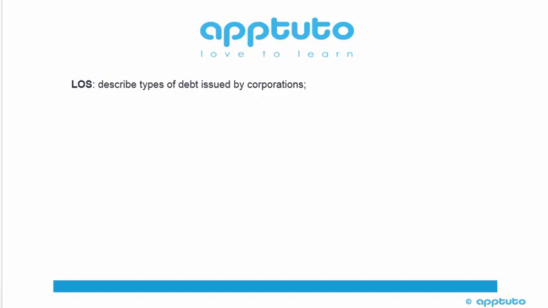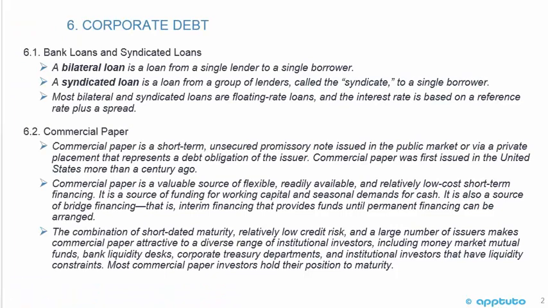This LOS describes types of debt issued by corporations. Corporate debt. The first thing that we're going to look at is bank loans and syndicated loans. A bilateral loan is a loan from a single lender to a single borrower. A syndicated loan is a loan from a group of lenders called a syndicate to a single borrower.